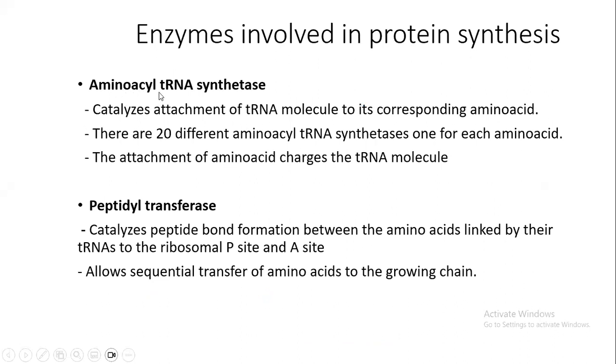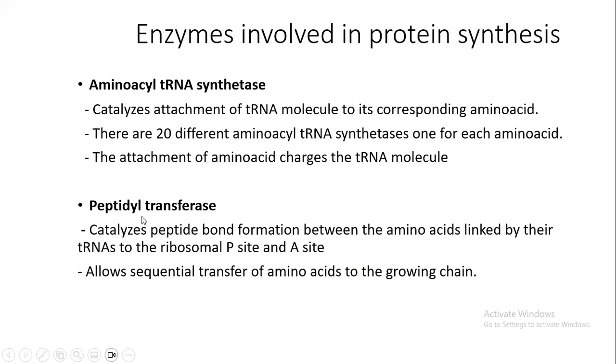Coming to the enzymes that are involved in the protein synthesis process, amino acid transfer RNA synthetase catalyzes attachment of the transfer RNA molecule to its corresponding amino acid. Since there are 20 different amino acids, there are 20 different amino acid transfer RNA synthetases, each enzyme specific for one amino acid. The attachment of the amino acid charges the transfer RNA molecule.